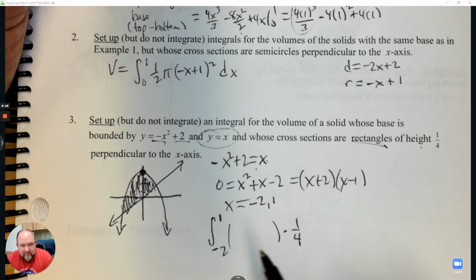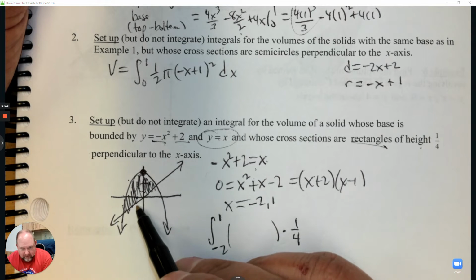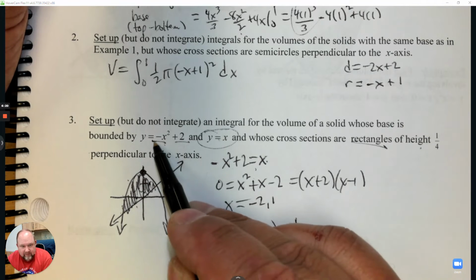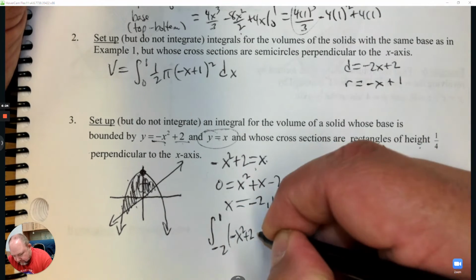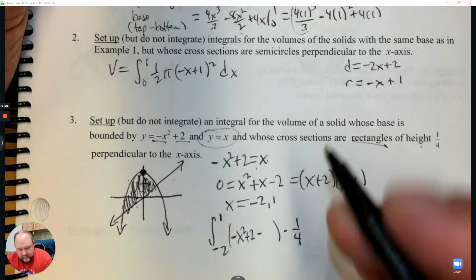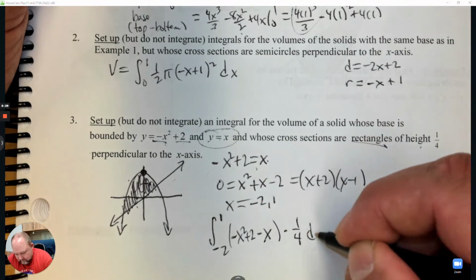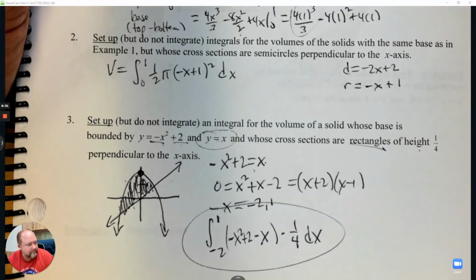Here the base is going to be top subtract bottom. So the top is negative x squared plus 2. Subtract the bottom, which is just x. And there's the setup.